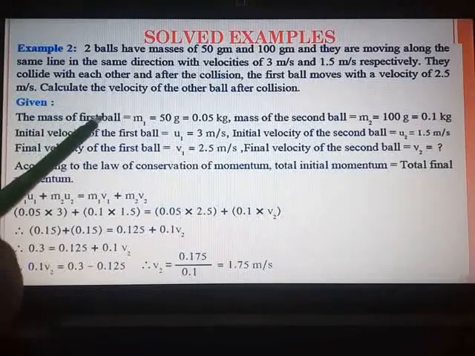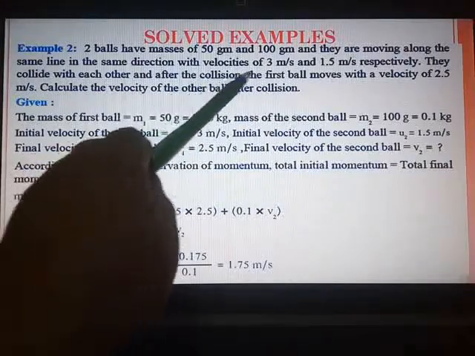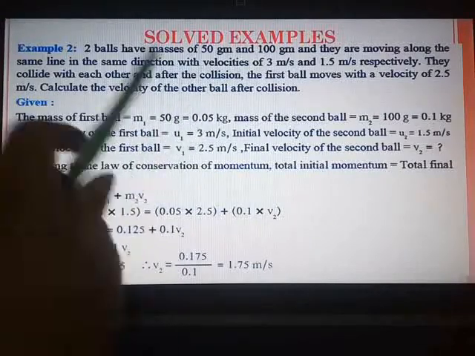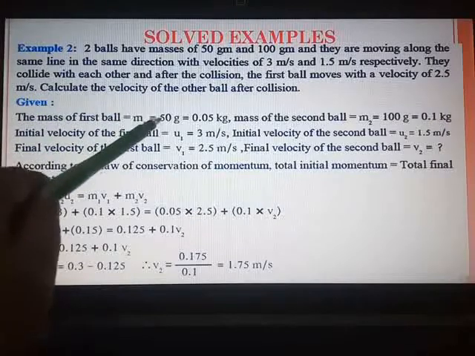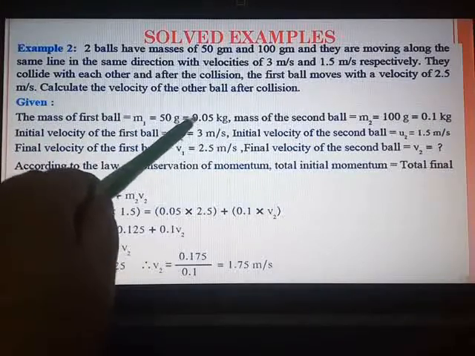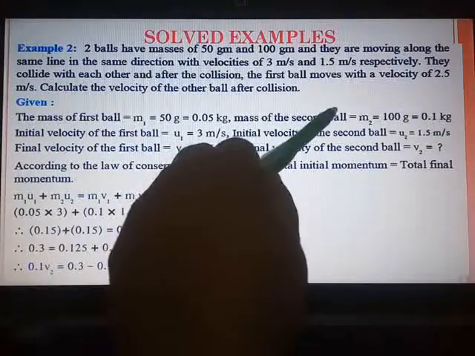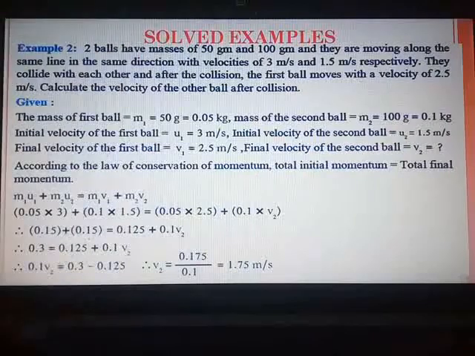So mass of the first ball m1 is 50 grams and other units are in meter per second. So we will convert this grams into kg. So 1 kg is 1000 grams. So divide 50 by 1000, you will get 0.05 kg. Mass of the second ball m2 is 100 grams. Divided by 1000, 0.1 kg.